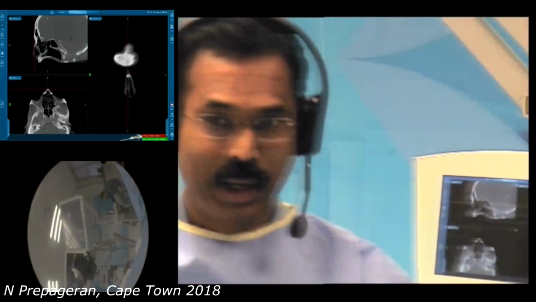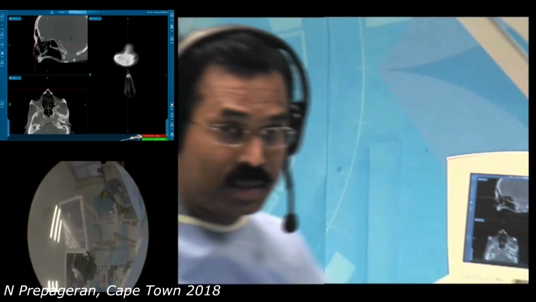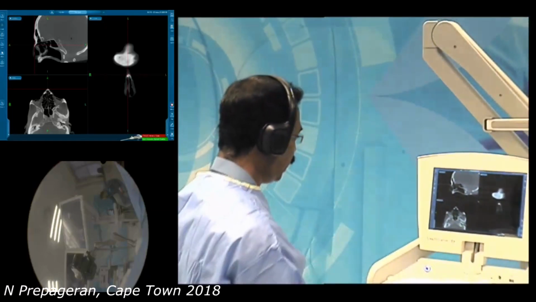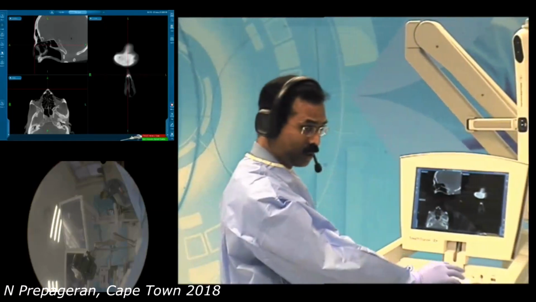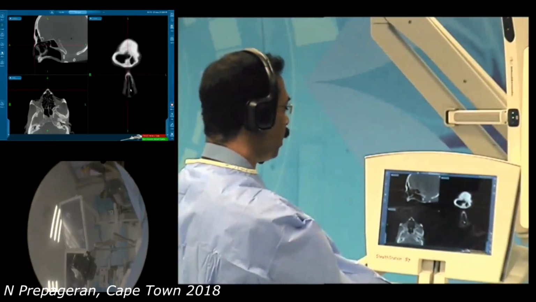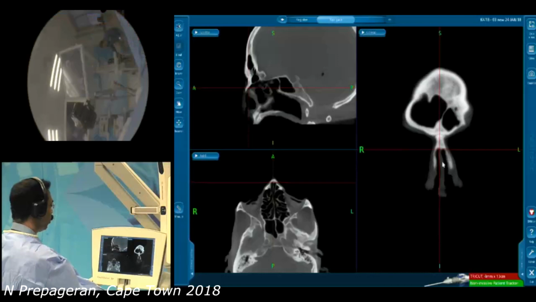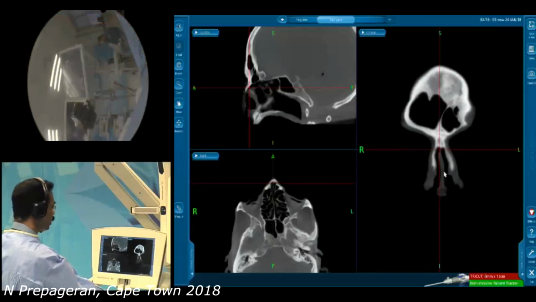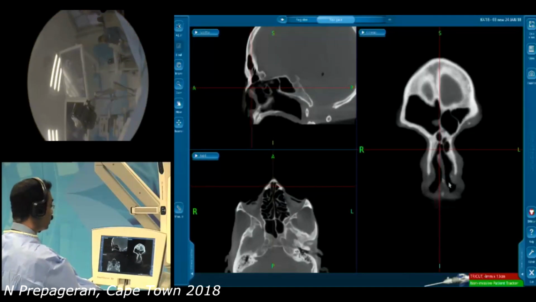Let's start by looking at the anatomy first. So can we have a look at the screen here? Okay. So this is a very interesting anatomy per se. If you look at the coronal cuts, we have a coronal here, sagittal, and axial here. We have a nicely pneumatized frontal sinus.